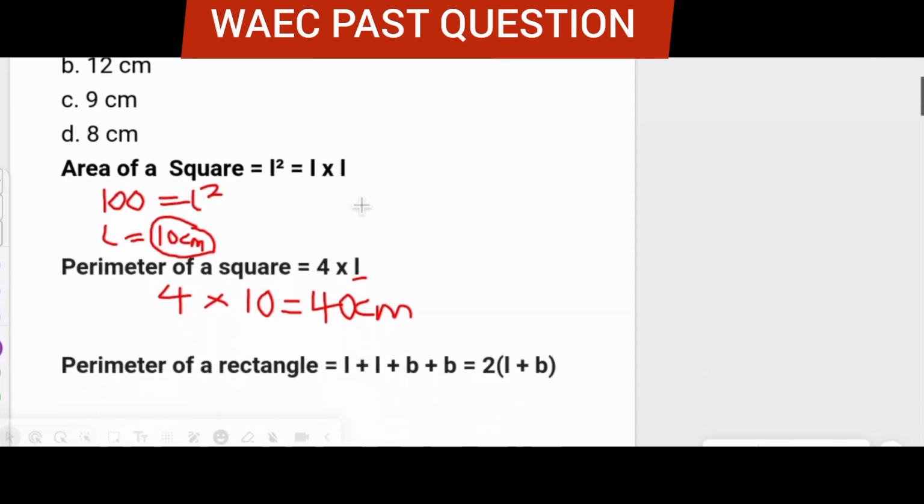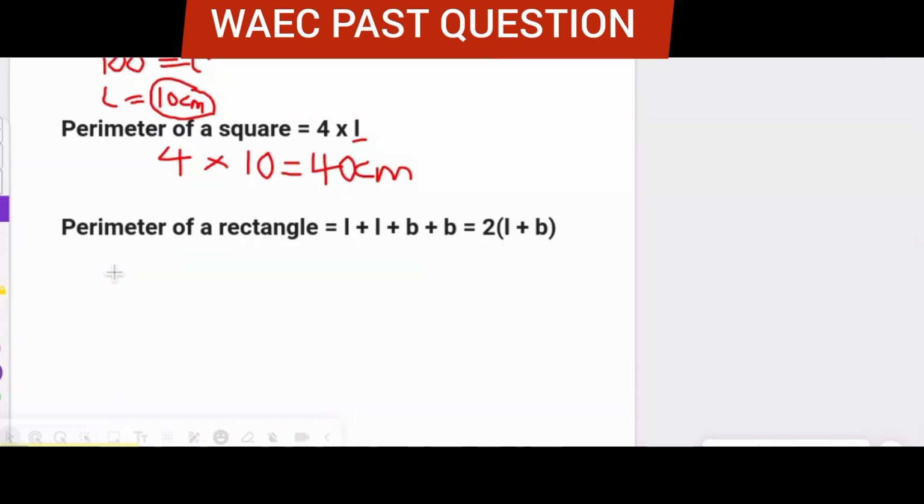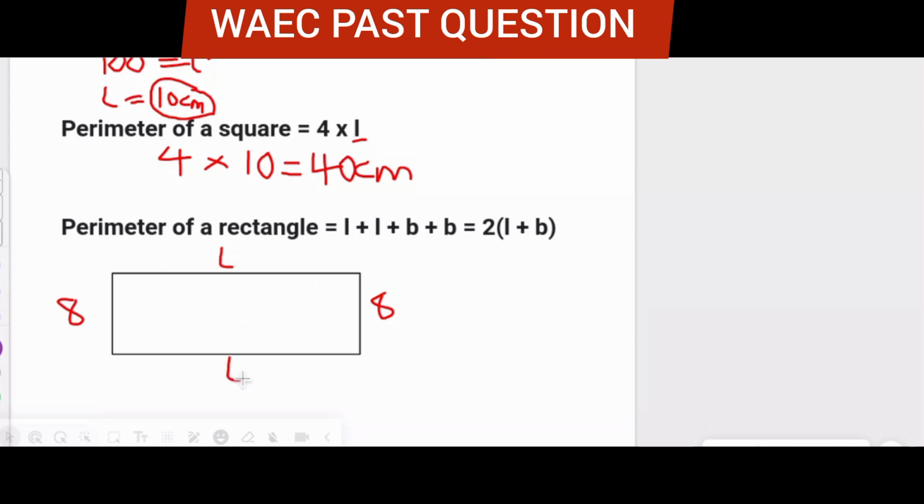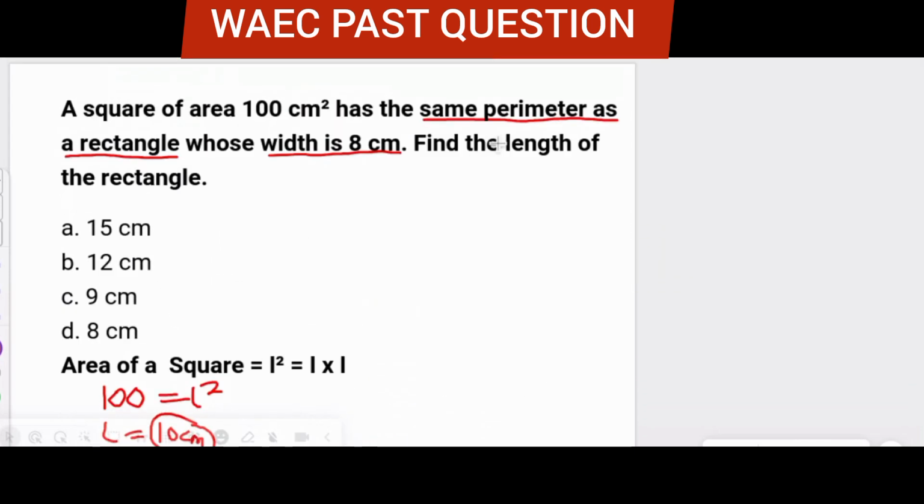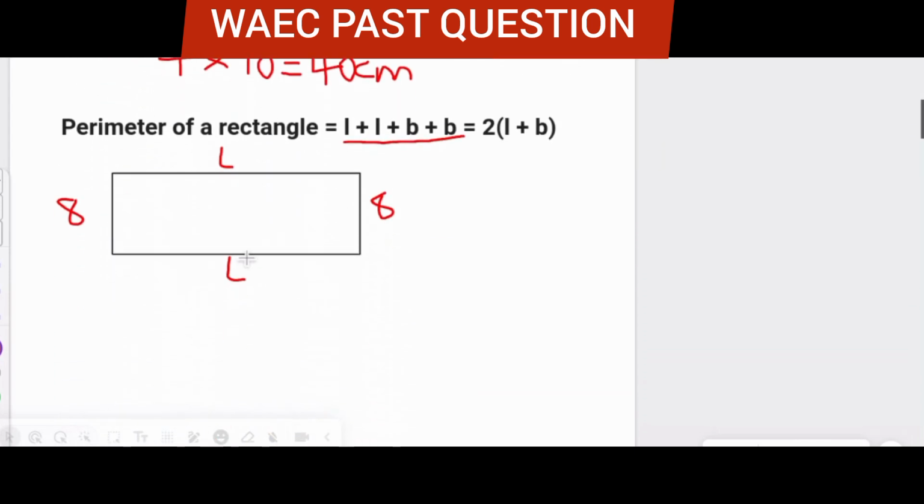The breadth, that is the width of this rectangle, is 8 centimeter. I might need to give the diagram of a rectangle to explain this better. So this is a rectangle. From the question, the width is 8 centimeters, so that is the 8. That means the opposite sides are equal, 8 and 8, and the length is unknown. The perimeter of the rectangle is length plus breadth, which is the same as 2 into bracket length plus breadth when we factorize. Now let's just use the elementary method, length plus length plus the widths, and add up all this.